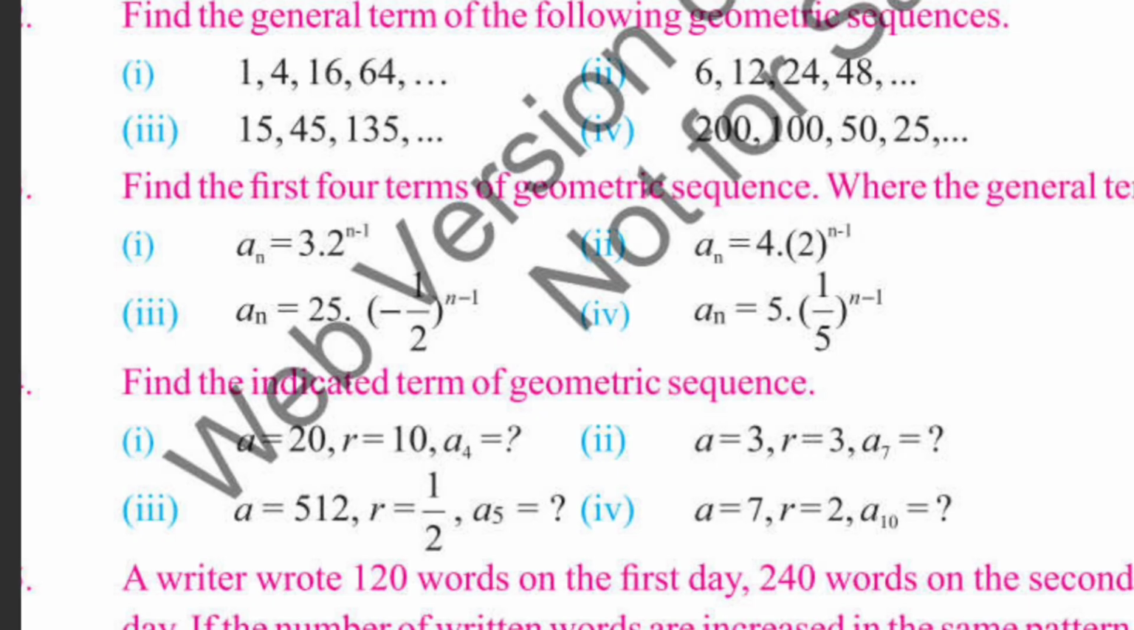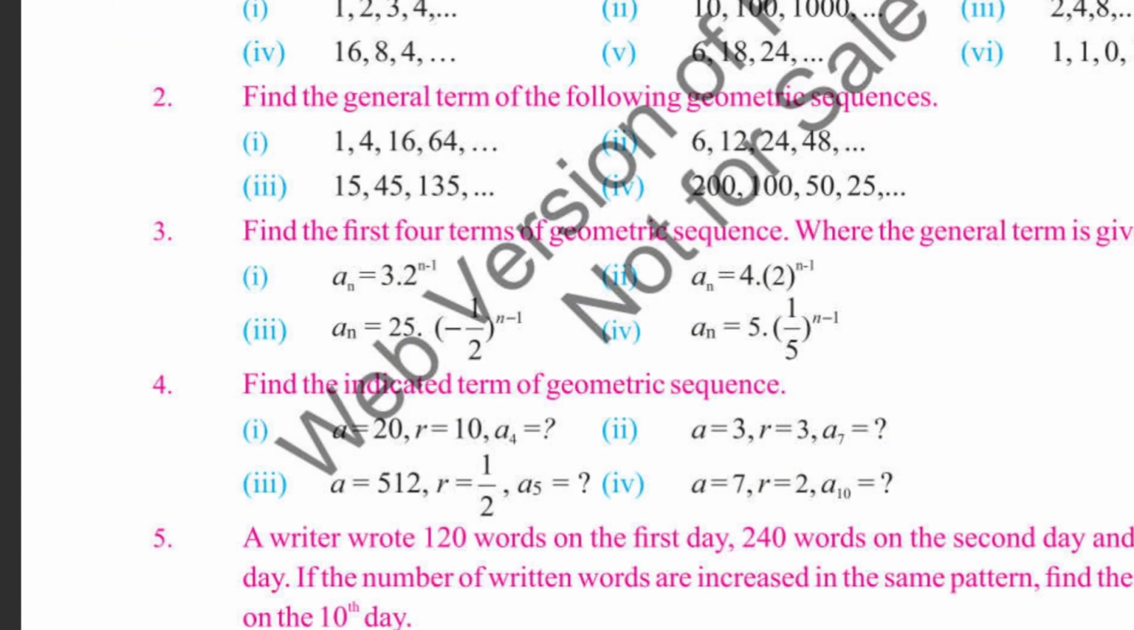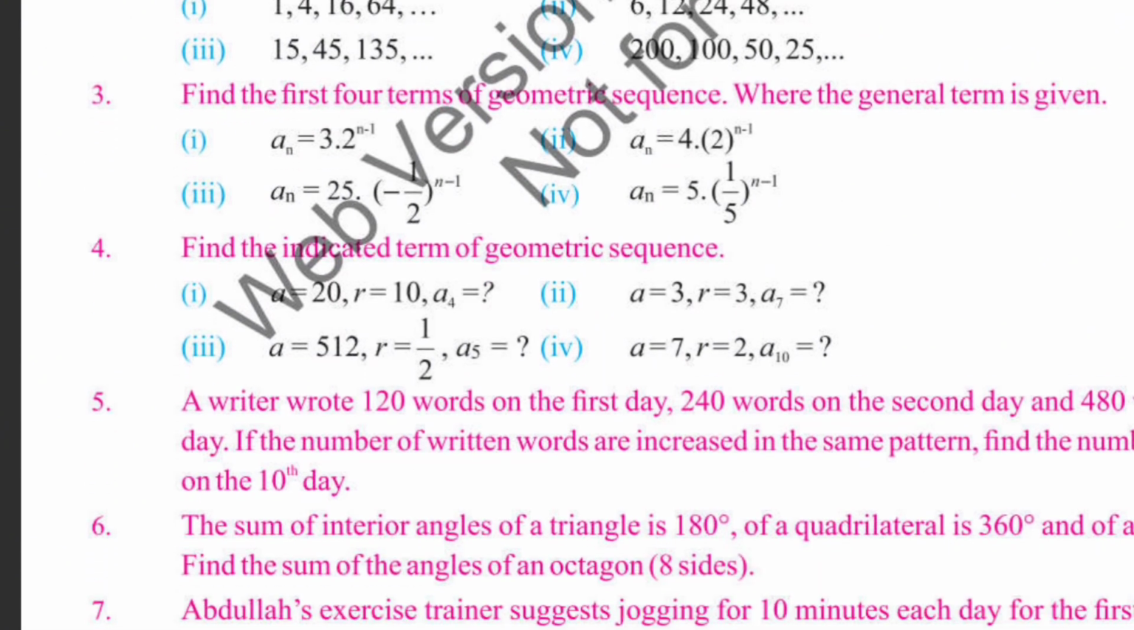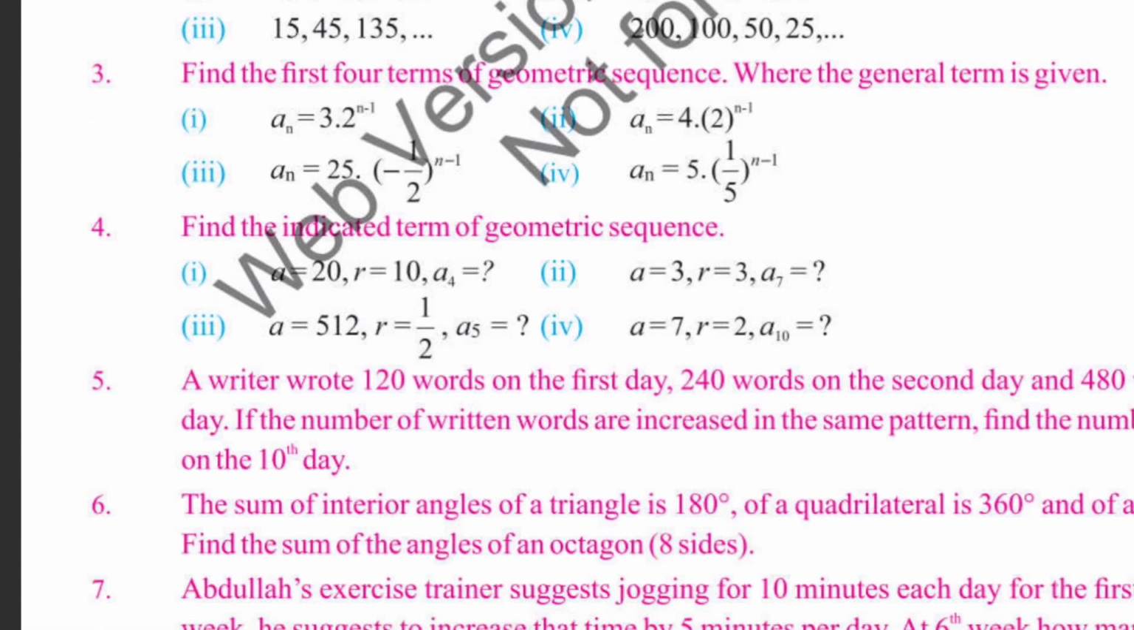Okay, next move on. Question number 3. Now we solve question number 3 and move on to question number 4. Here is question number 4, find the indicated term of the geometric sequence. Now the last term is to be found, and the first term and r are given. Okay, let's start.